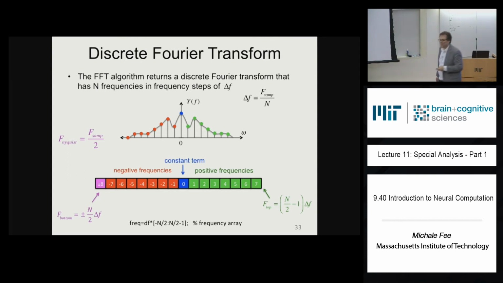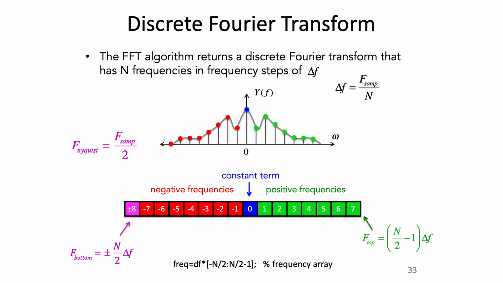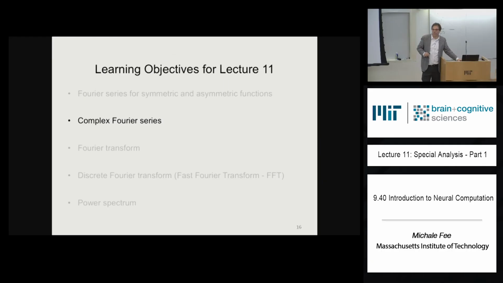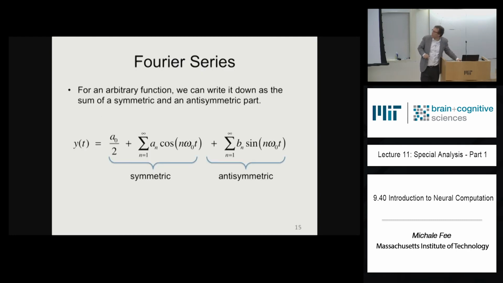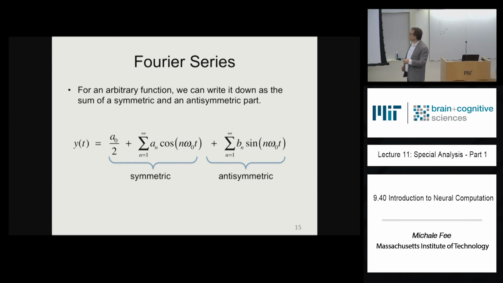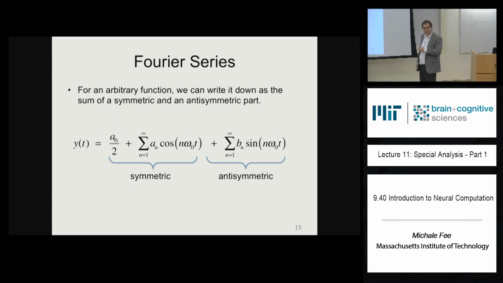Okay, good. That question always comes up, and it's a great question. So remember, what we're trying to do is to come up with a way of representing arbitrary functions, right? So we can represent symmetric functions by summing together a bunch of cosines. We can represent anti-symmetric functions by summing together a bunch of sines. But if we want to represent an arbitrary function, we have to use both cosines and sines, right?